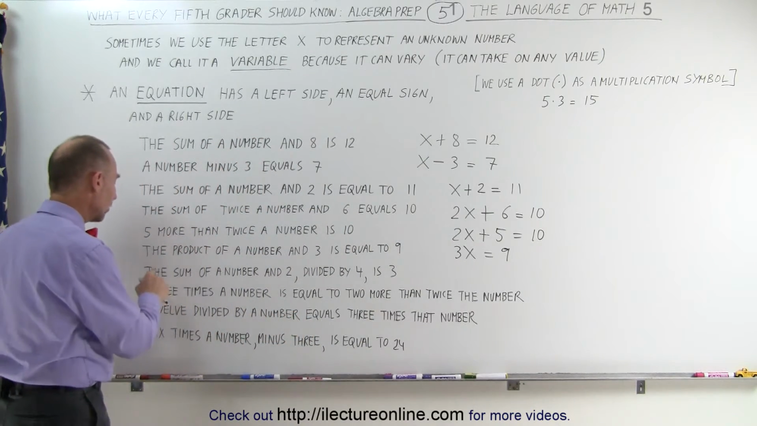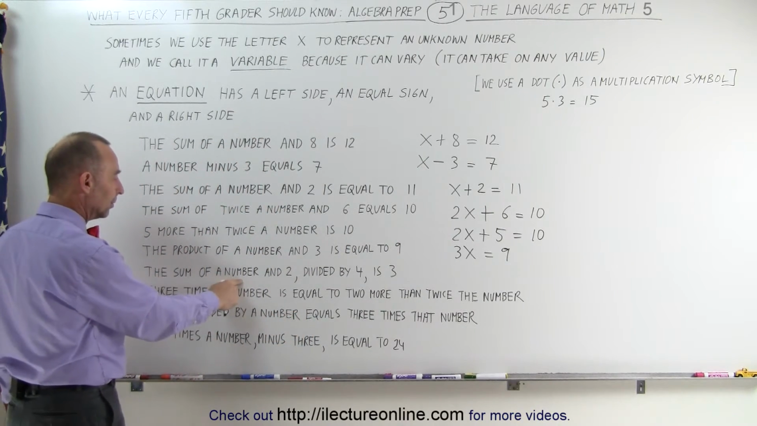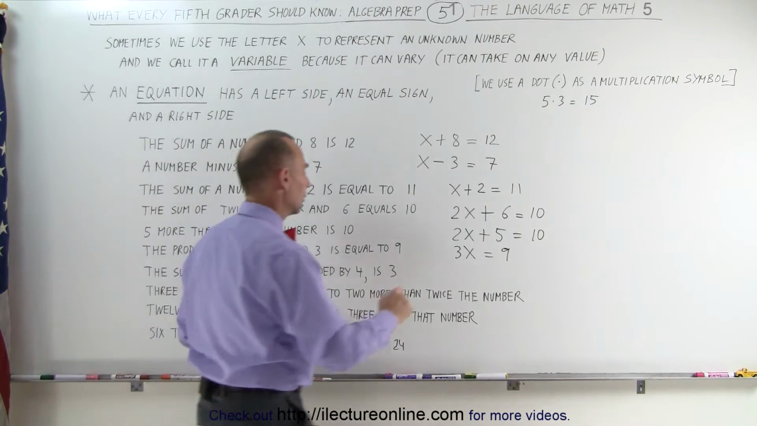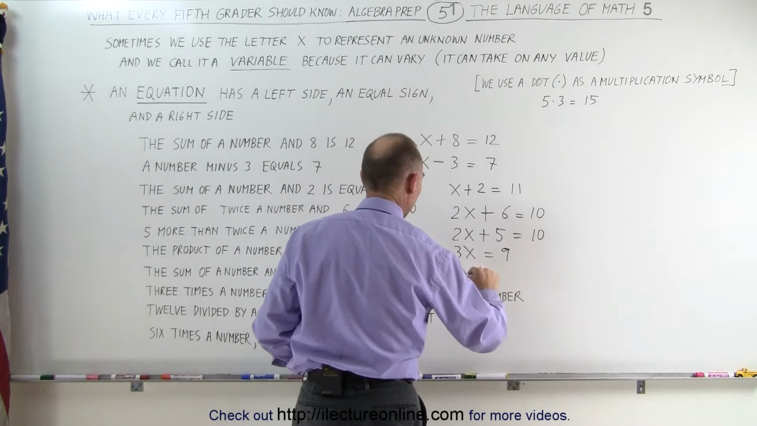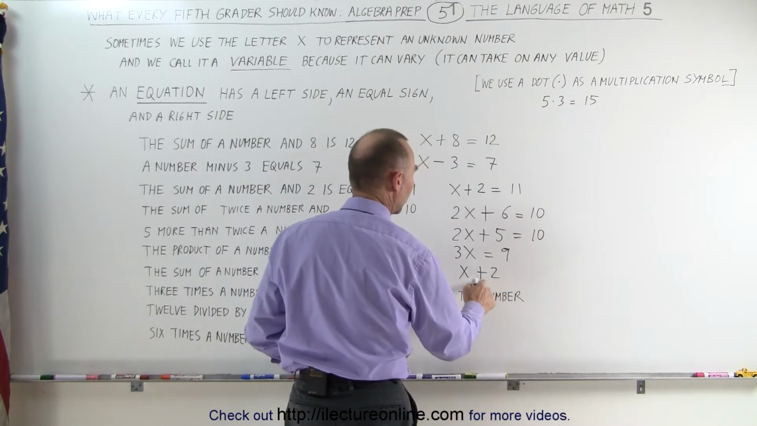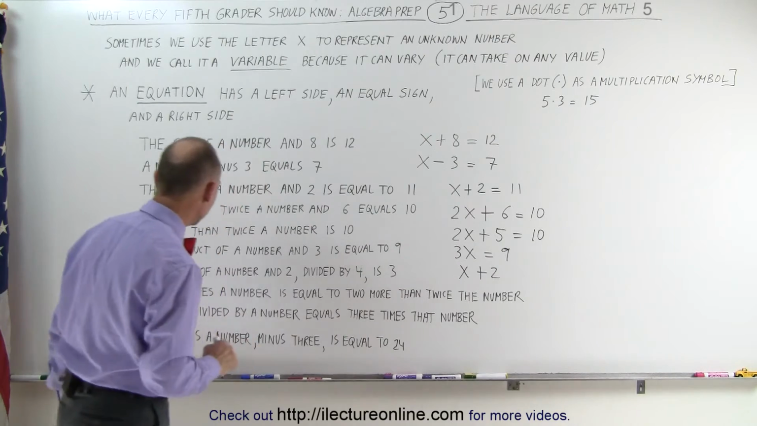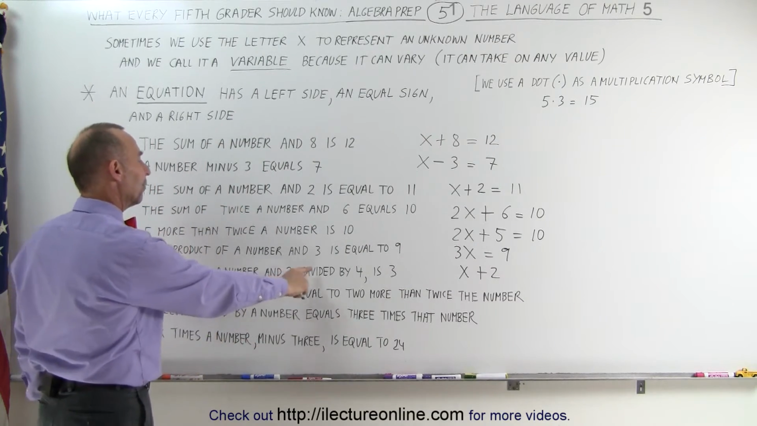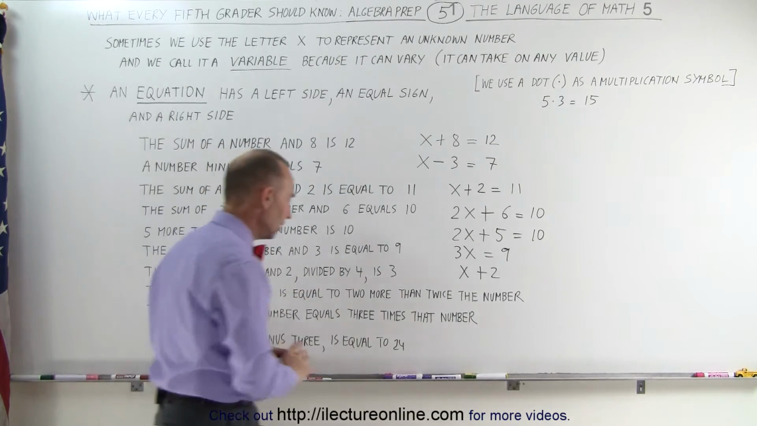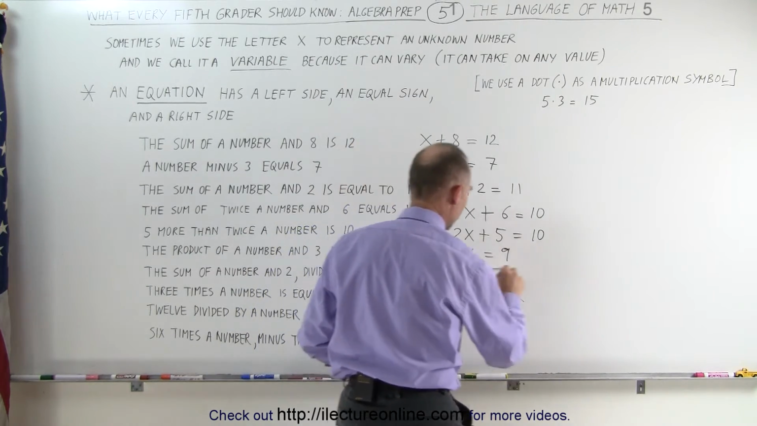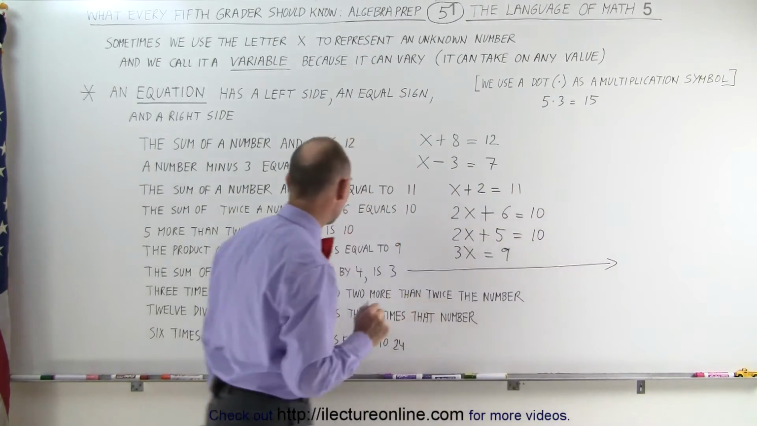The next sentence says the sum of a number and 2. So we're adding a number to 2. So the sum of a number and 2 equals, oh, not yet, we're not done yet. And it says divided by 4. Okay, so what we need to do is we need to come over here because I need a little bit more room. Let's go right over there and try it again.